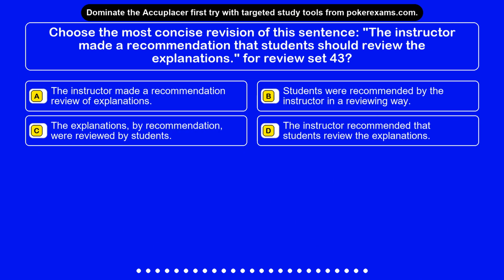Question 22. Choose the most concise revision of this sentence. The instructor made a recommendation that students should review the explanations. For review set 43. Option A. The instructor made a recommendation review of explanations. Option B. Students were recommended by the instructor in a reviewing way. Option C. The explanations, by recommendation, were reviewed by students. Option D. The instructor recommended that students review the explanations.